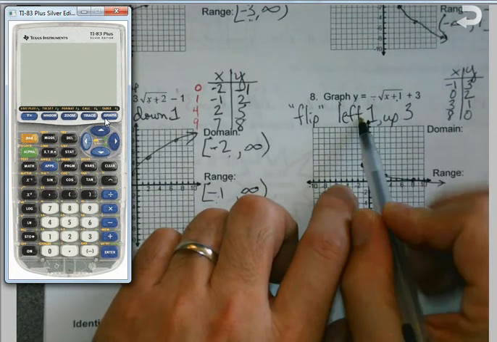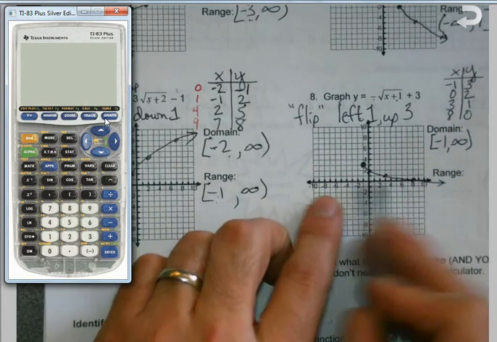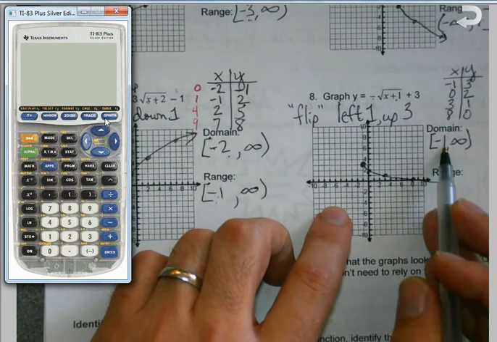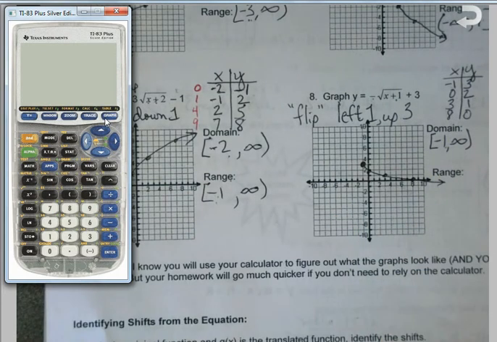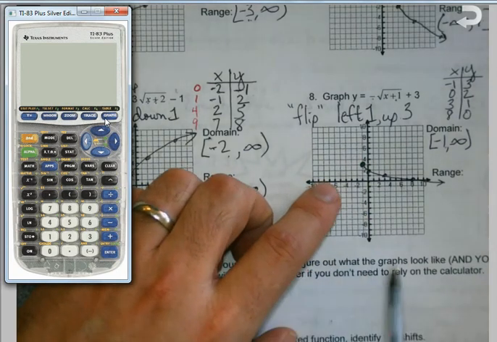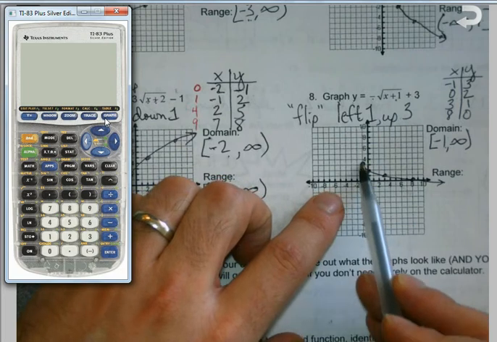Because however this moves, that's how my domain is going to move. If I shift left, my domain turns into negatives. If I shift right, my domain shifts to positives. Because remember what domain is. It's the furthest point left on my graph, which is right here. And the x value right there is -1.